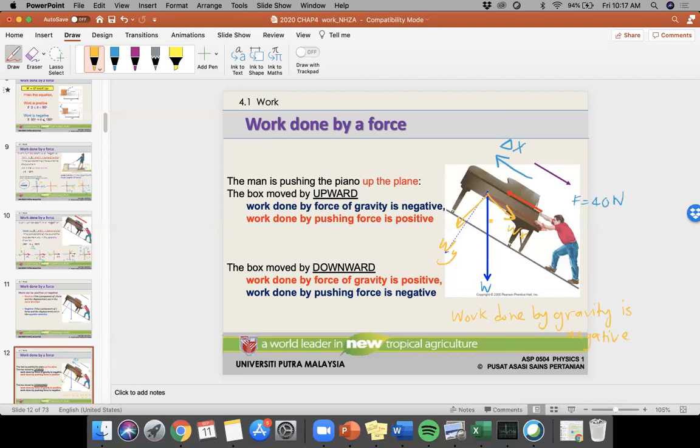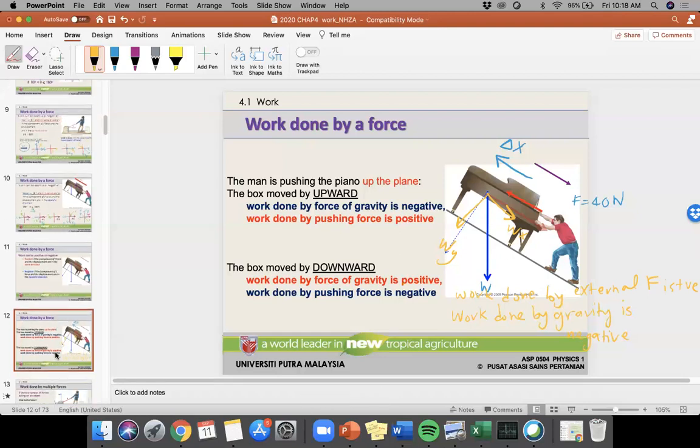Okay, work done by gravity is negative because Fg is this way, force of gravity, but we call it weight most of the time. But work done by external force is positive. By external force, you can just say capital F is positive. Okay, sorry for the bad handwriting. Okay, so I hope that's clear.